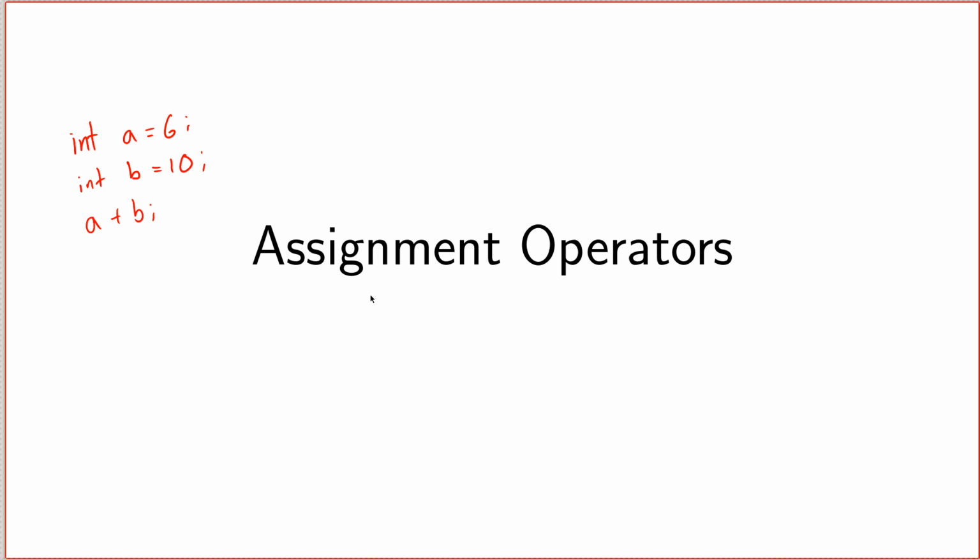Here's some food for thought. I've got some code over here. 3 things, 2 declarations. A is 6, B is 10. And then this. Seems a bit tricky. Why would I put this? Can I put this on a line by itself?